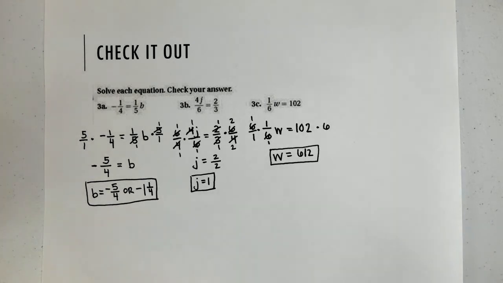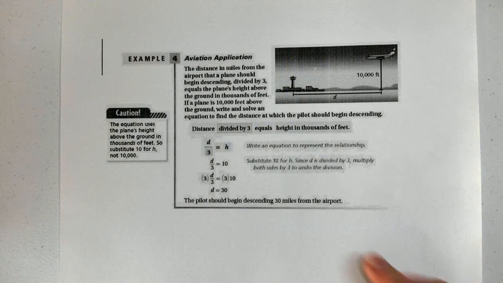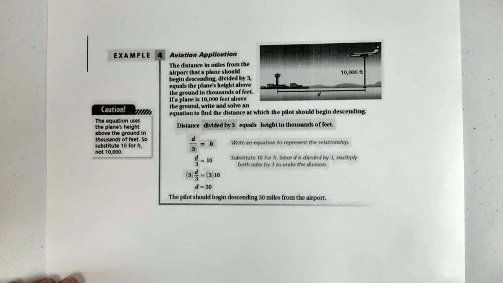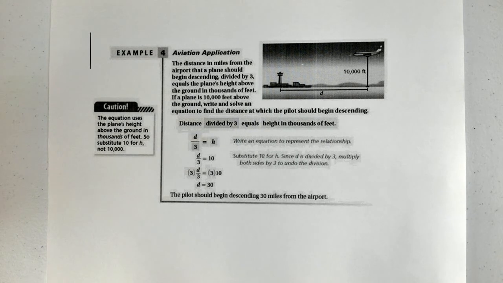So now we're going to go ahead and look at example 4. So let me pull up example 4. So in example 4, it's an aviation application. So it says the distance in miles from the airport that a plane should begin descending divided by 3 equals the plane's height above the ground in thousands of feet. If a plane is 10,000 feet above the ground, write and solve an equation to find the distance at which the pilot should begin descending.